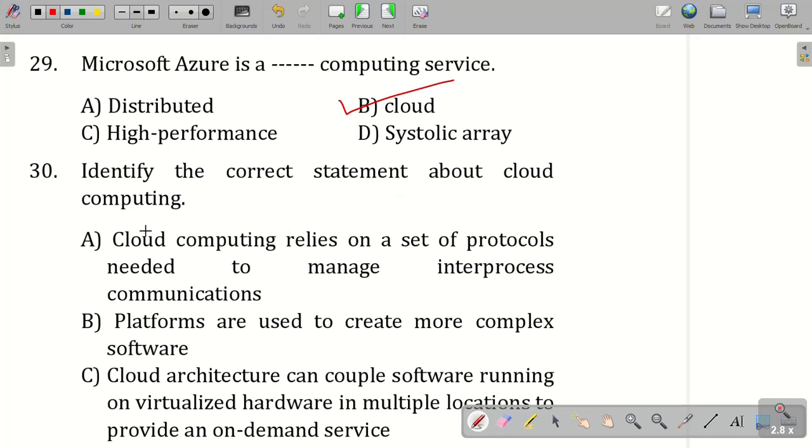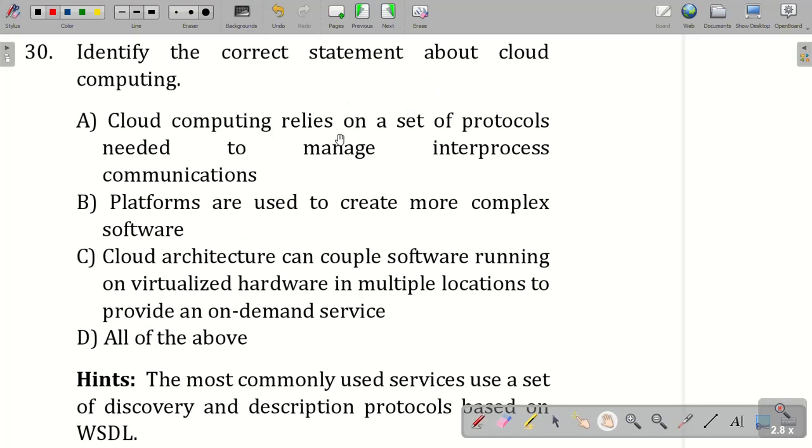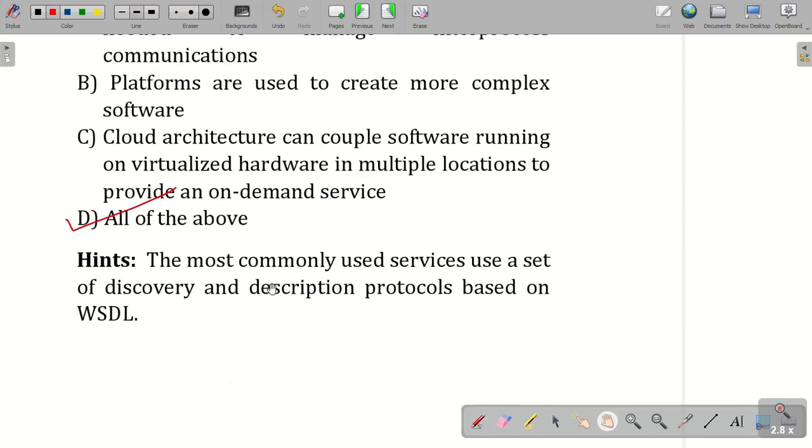Identify the correct statement about cloud computing. Cloud computing relies on a set of protocols needed to manage inter-process communication. Platforms are used to create more complex software. Cloud architecture can couple software running on virtualized hardware in multiple locations to provide on-demand services. All three are correct, so all of the above is the correct answer. The most commonly used services use a set of discovery and description protocols based on WSDL. That is Web Services Description Language.